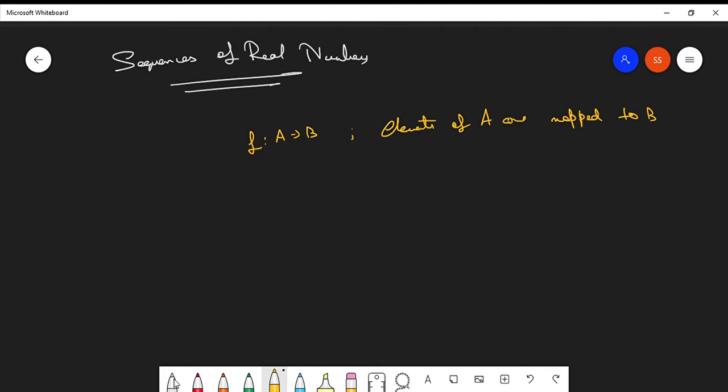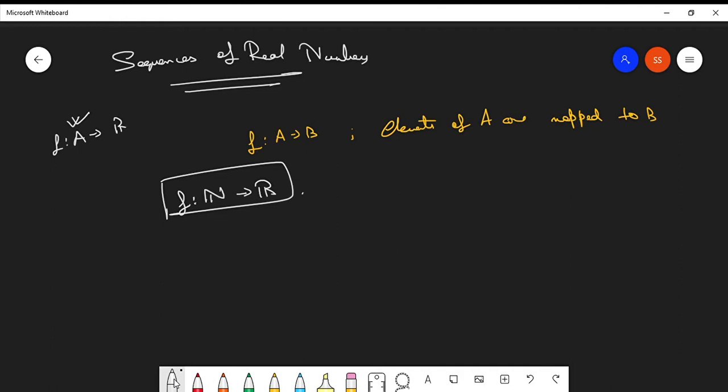So a sequence is basically a mapping from the set of natural numbers to the set of real numbers. That is, the codomain is the set of reals and the domain is the natural numbers. Any arbitrary function which maps elements of any arbitrary set to the set of reals is called a real valued function. And if in a real valued function the domain is the set of naturals, then such functions are called sequences.